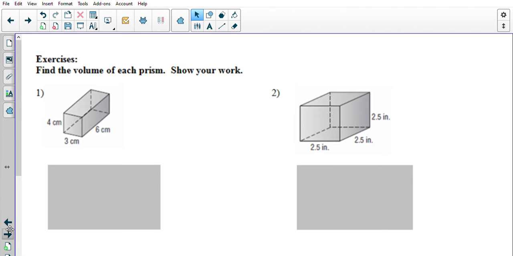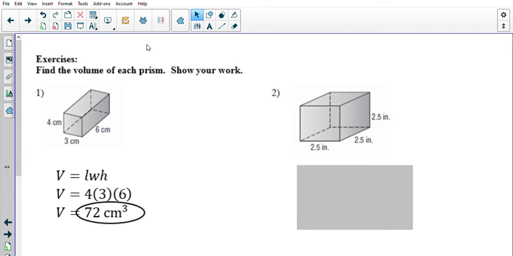All right, let's move on to our examples. The first three examples, 1, 2, and 3, are going to be really simple. We're looking at rectangular prisms or boxes. In number 1, to find the volume of this rectangular prism, I'm going to do length times width times height. It does not matter which one is length, width, or height. I'm just going to multiply 4 times 3 times 6, which gets me 72 centimeters cubed.